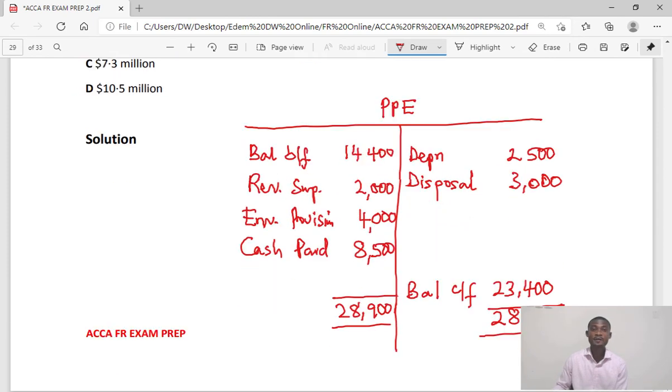So this is how we deal with adjustment for cash paid to acquire property, plant, and equipment when we are accounting for investing cash flows under the statement of cash flows. I hope this helps you in your preparation for the FR exam.